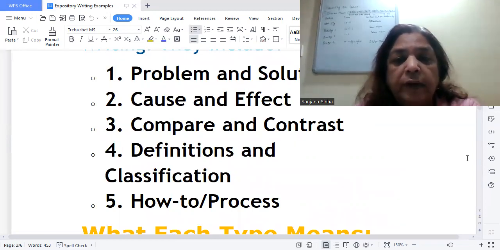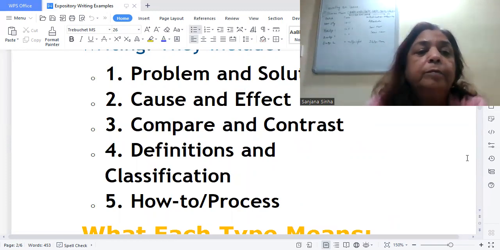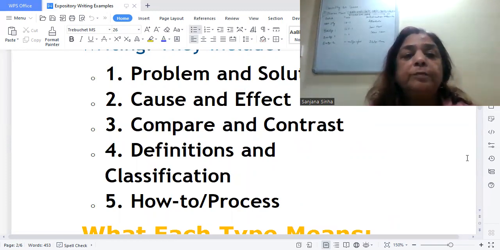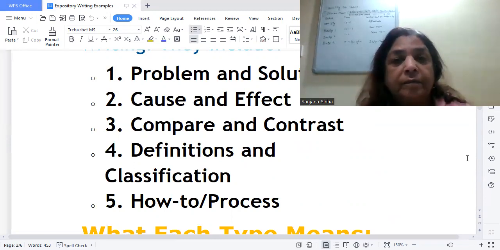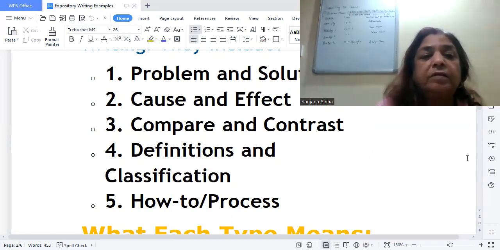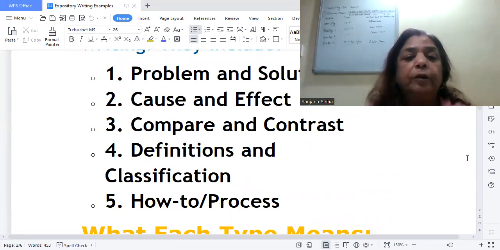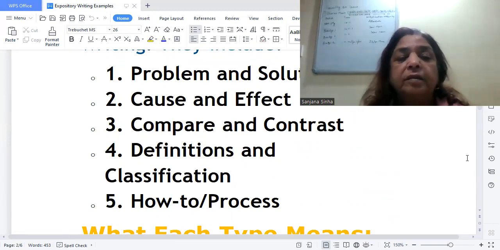So the writing techniques. Number one, problems and solutions. Now, students, please keep in mind, every problem comes with a solution. Okay? So write a paragraph on that. The cause and effect. There are dark clouds, effect: it's going to rain. Compare and contrast, we just talked about.